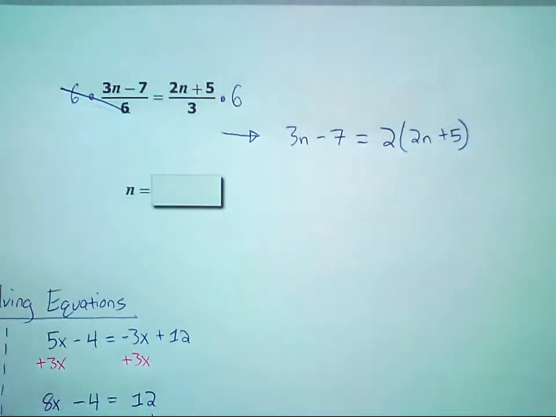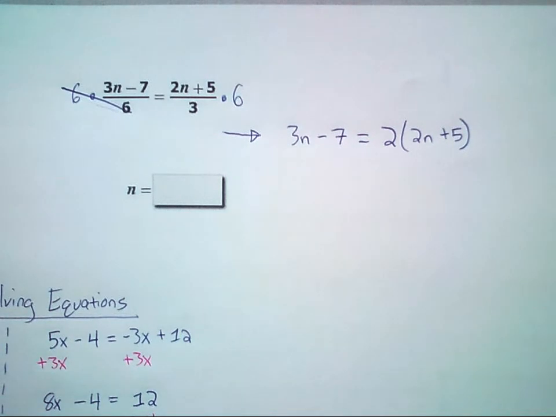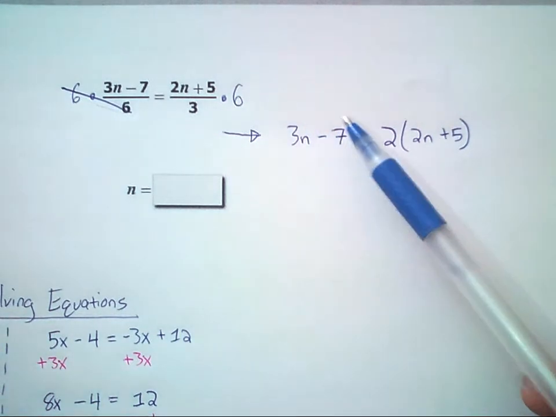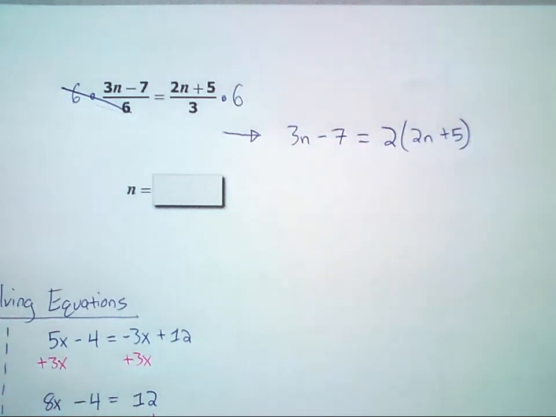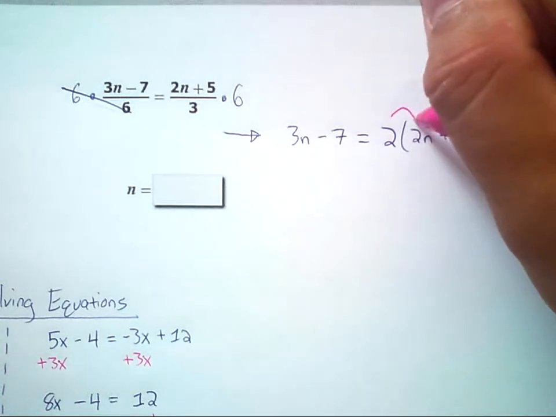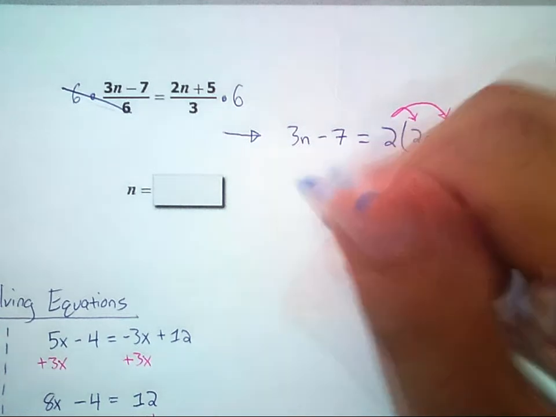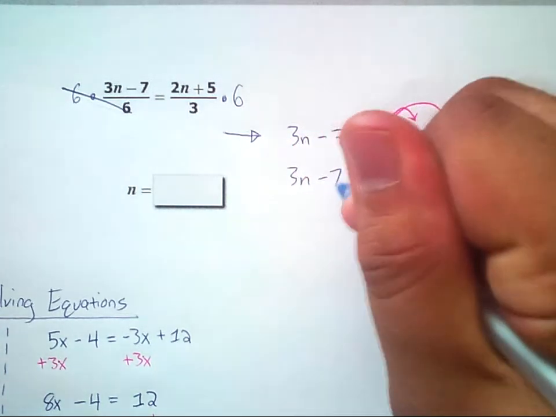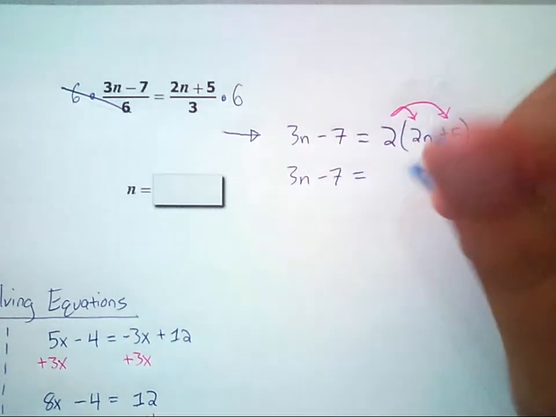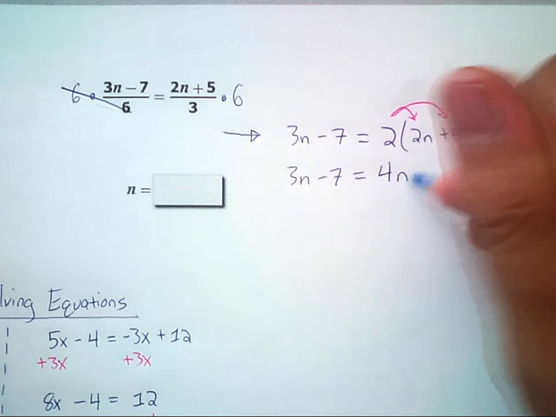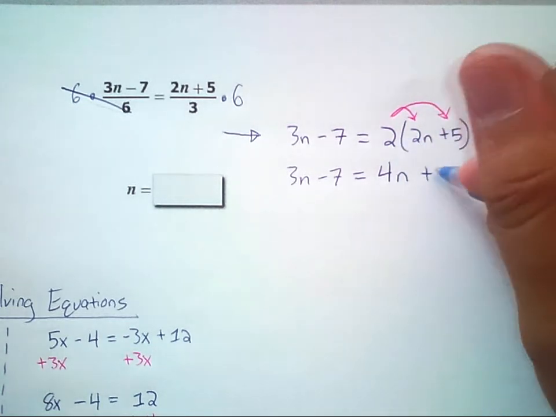All right, going back to the steps we were talking about earlier. Clean up the left side. Well, there's nothing to do, so that was easy. So we're going to clean up the right side. Well, yeah, there seems like there's something we can do. We can distribute this 2. So nothing changed on the left side. 3n minus 7 equals 2 times 2 is 4n, and 2 times 5 is 10.